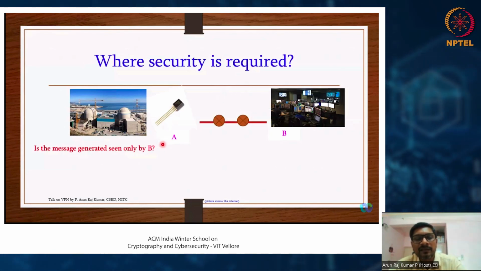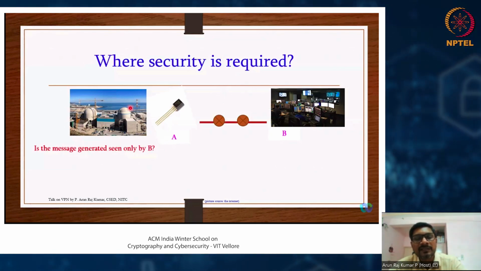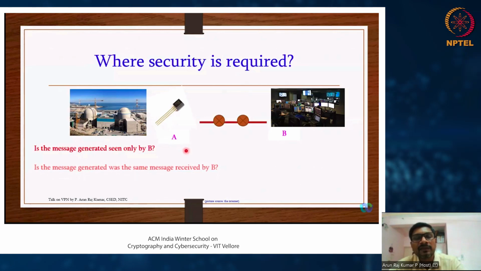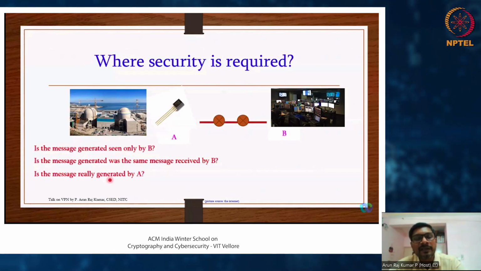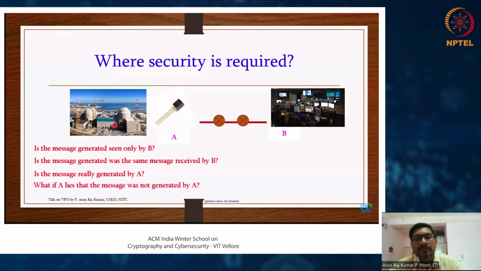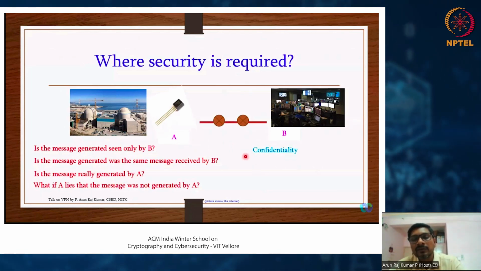So is the message generated by A seen only by B? If the message is generated by A and is seen only by B, then we are achieving the goal called confidentiality. If the message generated is the same message received by B, that is integrity. Next question we need to ask is, was the message really generated by A? Which means, has anyone spoofed the message, or was it really generated by A? What if A lies that the message was not generated by A? If you answer all these questions, you could see all the goals are achieved.